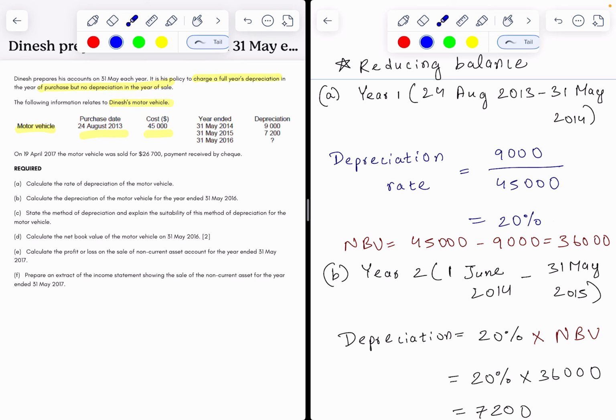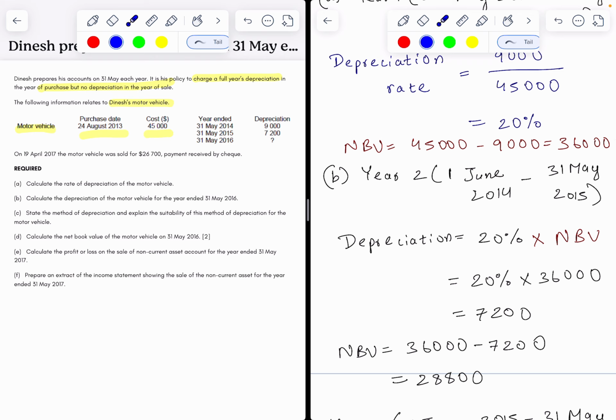We want to capture the net book value as well at the end of the first year. And the net book value at any given point in time can be derived as the difference between the original cost and the total depreciation. The original cost is $45,000 and the total depreciation we have got so far is only the depreciation expense we have incurred for the first year, which is $9,000. And that gives us a net book value of $36,000 for the first year ending 31 May 2014.